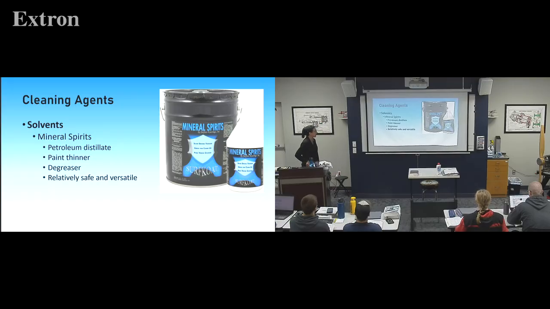Make sure you label it in another container, because those fumes can also hurt you. Questions on that?